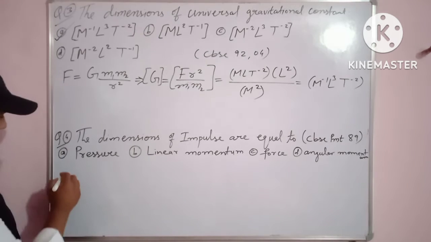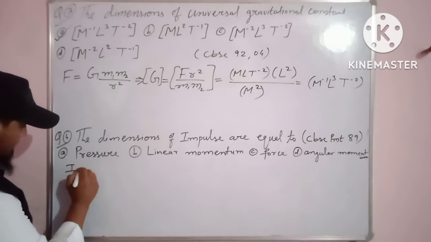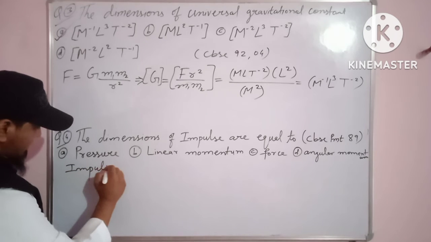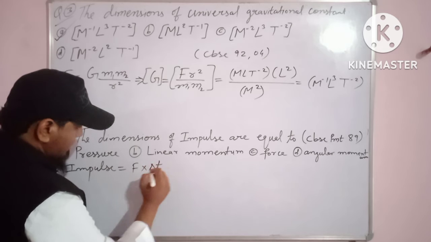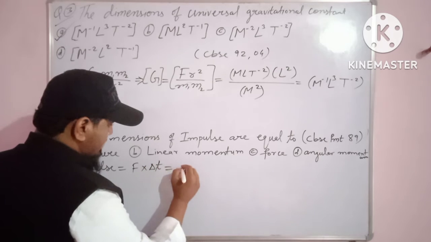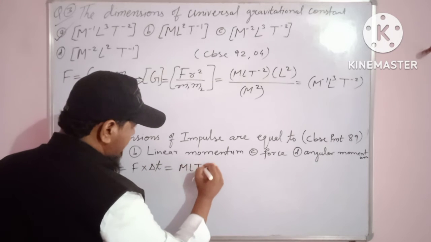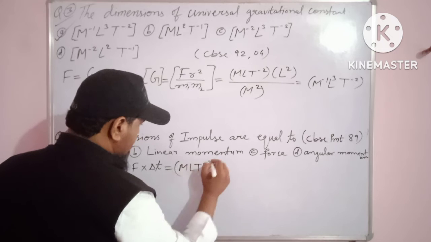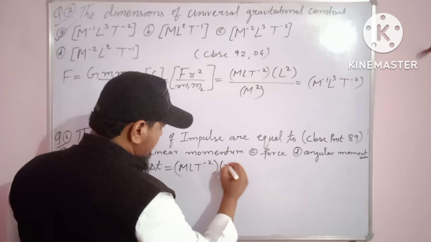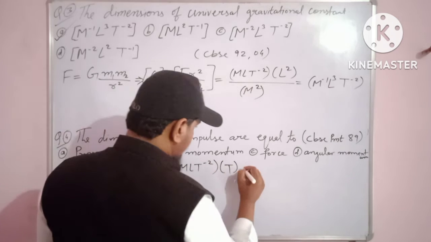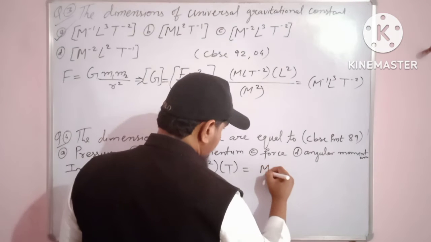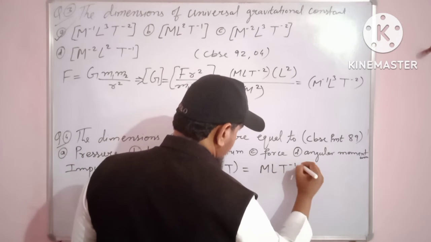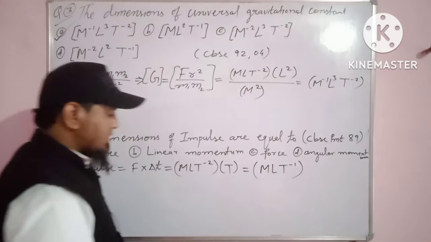So you should know what is impulse. Impulse is nothing but force into that small time interval. Force dimension is MLT^-2, and dimensions of change in time is T. So what you will get? One T will get cancelled, so we are getting MLT^-1.